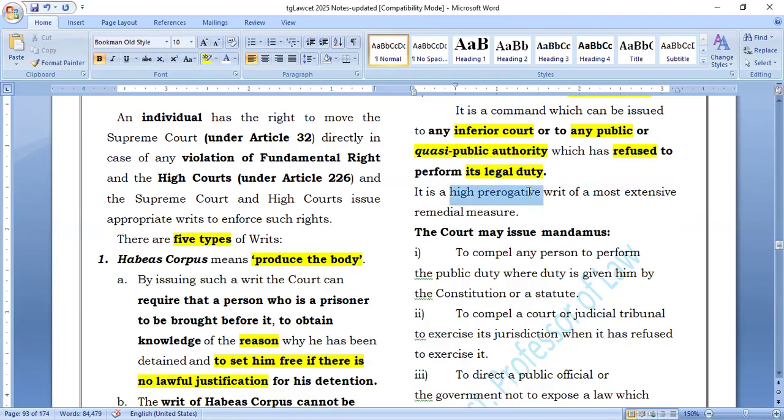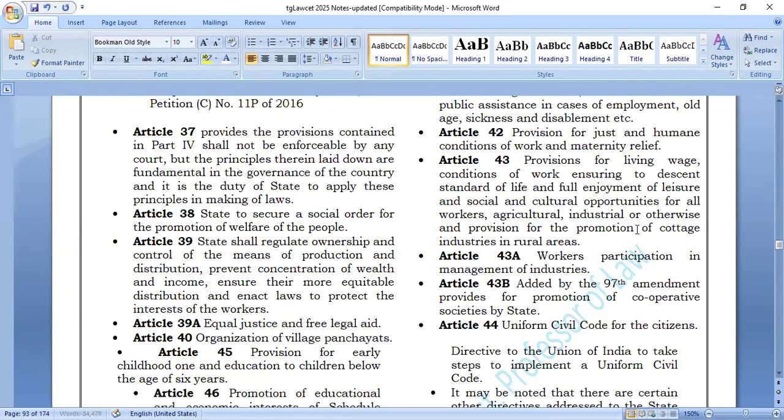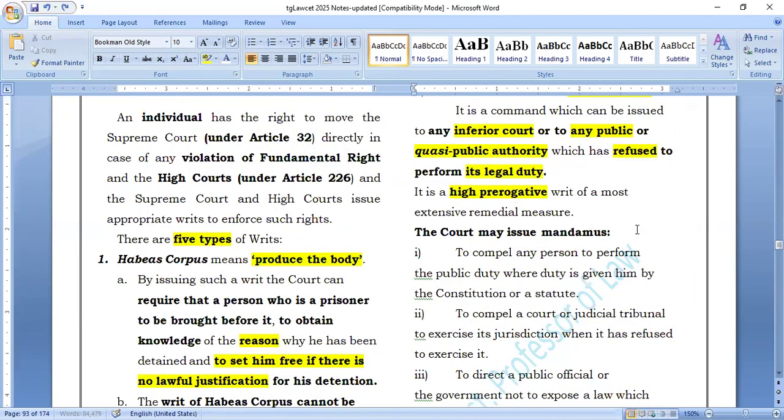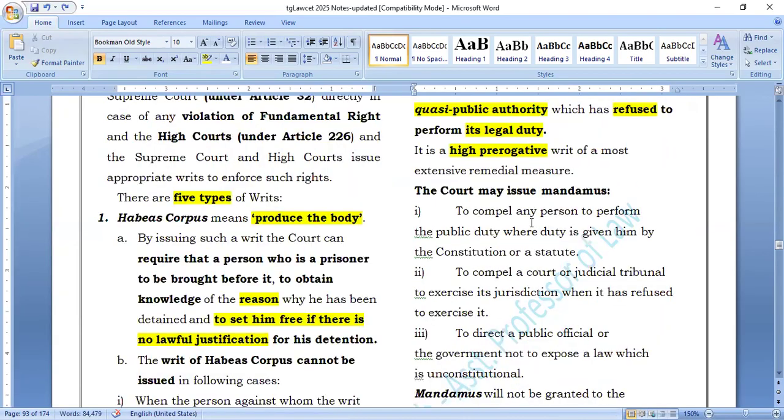It is a high prerogative writ. When you start practicing in court, you will use this writ the most. Right. Okay. Next, it is a high prerogative writ, the most extensive remedial measure.